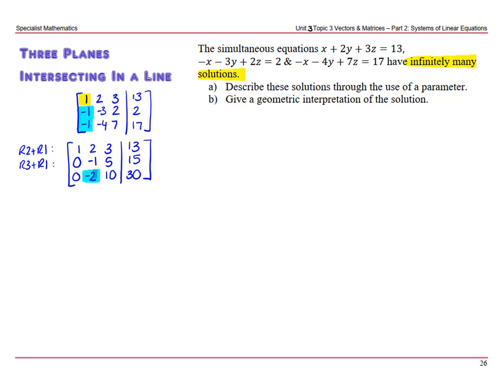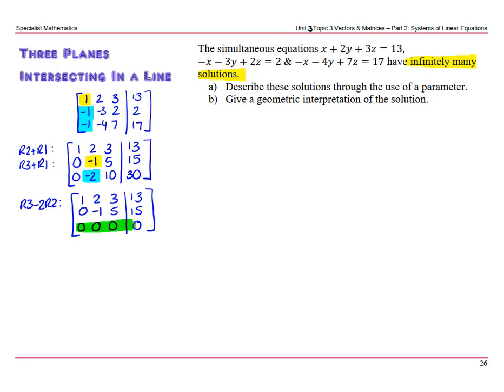Now I'm going to look at this negative 2 and make it a 0. And I'm going to do that by working with my row 2. So I'm going to go row 3 minus 2 lots of row 2. So 0, negative 2 take 2 times negative 1 is negative 2 plus 2 is 0. 10 take 2 lots of 5 is 10 take 10, which is 0. 30 minus 2 lots of 15 is 30 minus 30 is 0.